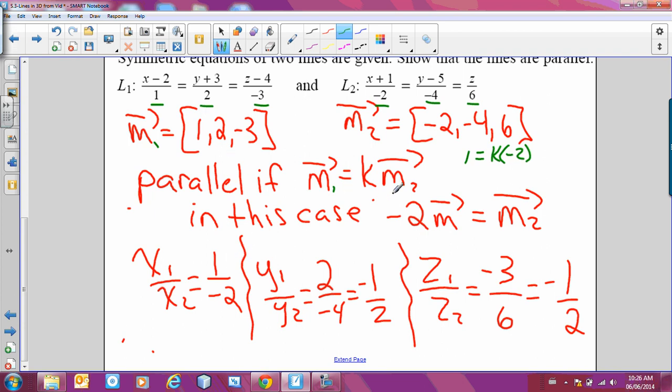Okay, so as soon as we can come up with a single k value by which each of these multiply to give us each of these, we know that the two lines are parallel. And this is the thought process. The math works, of course, in reverse, in that the k value would be 1 divided by the -2 in this case. And if we do the same thing for all three x, y, and z values, then we should get the same k value if in fact they are parallel.